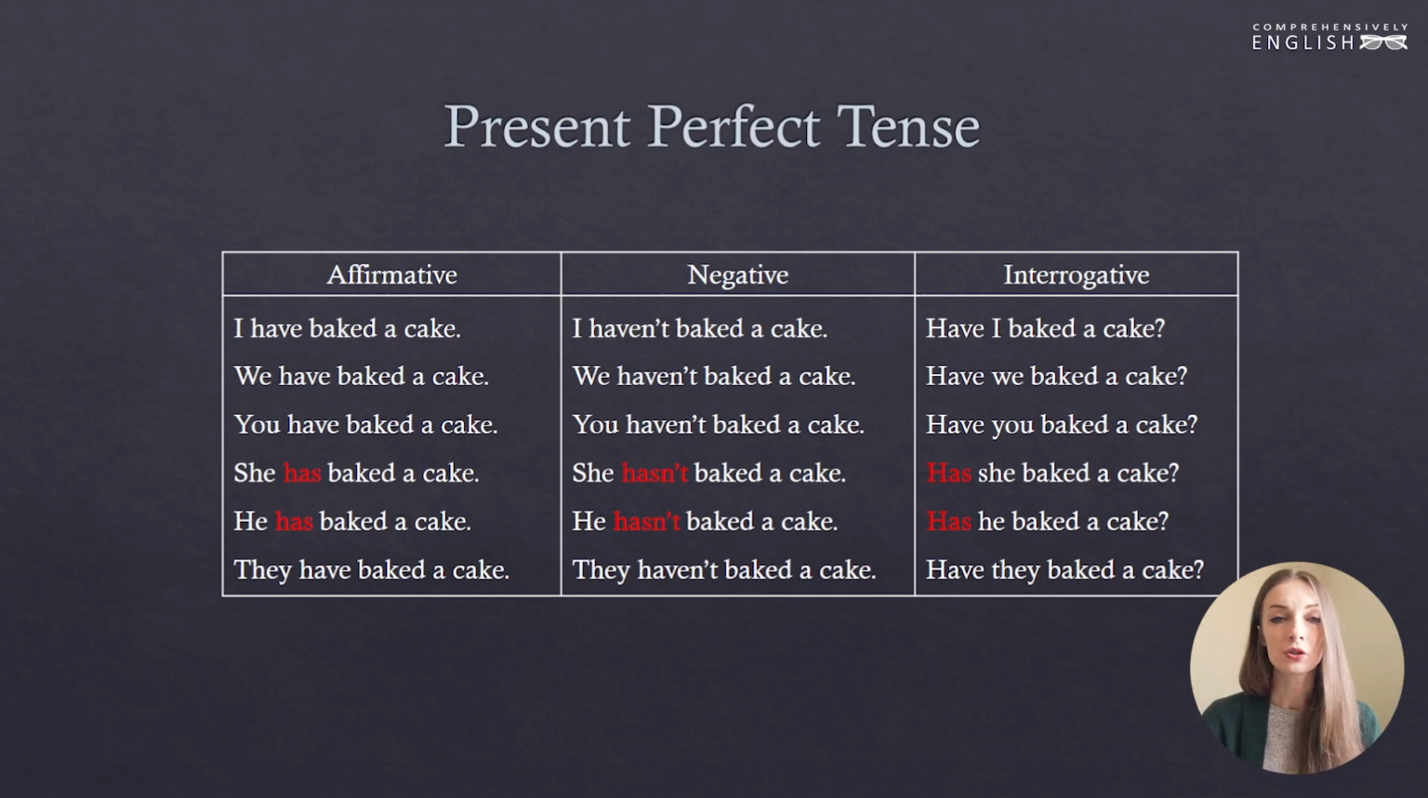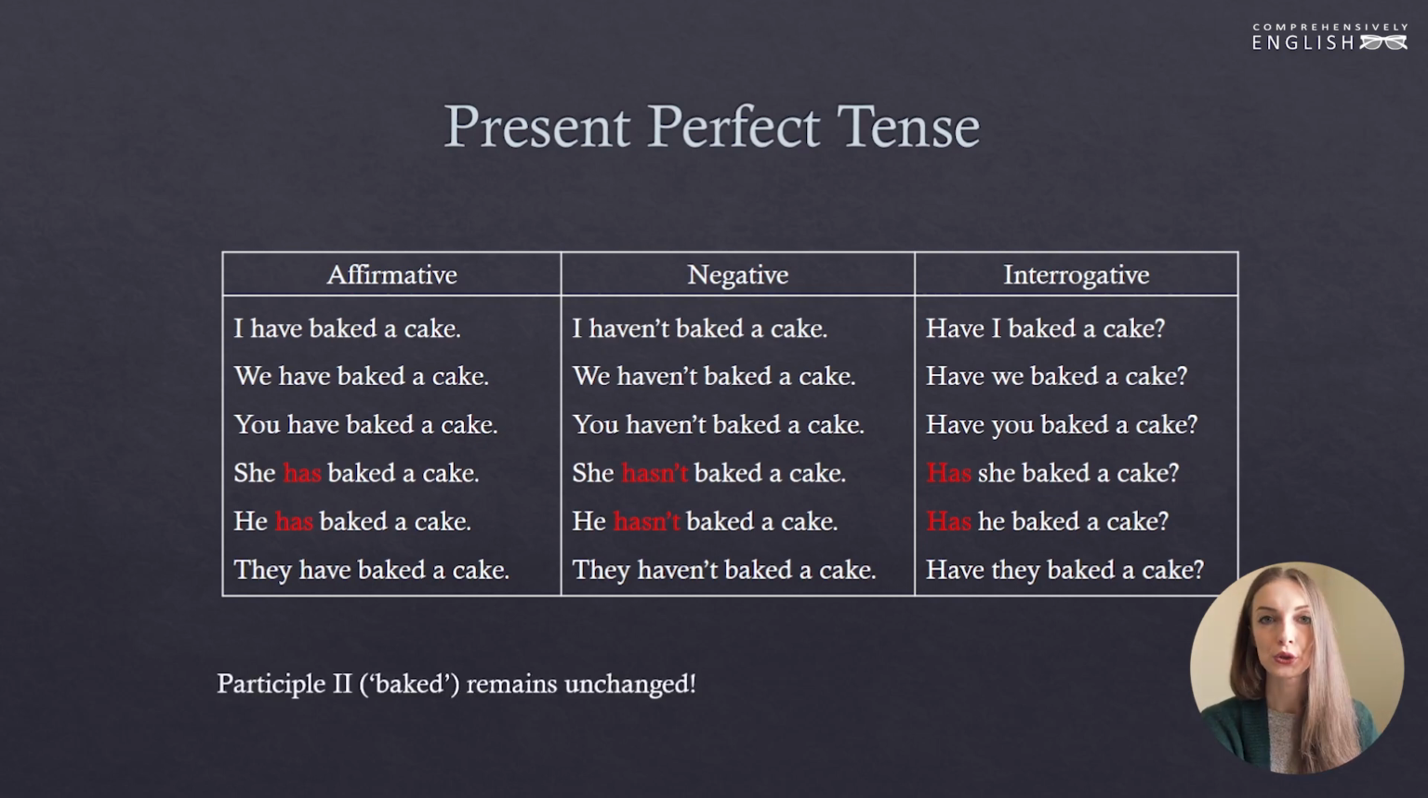When we speak about interrogative sentences, that is questions, we put the auxiliary verb have or has at the beginning of the question. This is what we do with all the auxiliary verbs. Have I baked a cake? Have we baked a cake? Have you baked a cake? Has she baked a cake? Has he baked a cake? Have they baked a cake? The participle, that is baked in our case, remains unchanged.